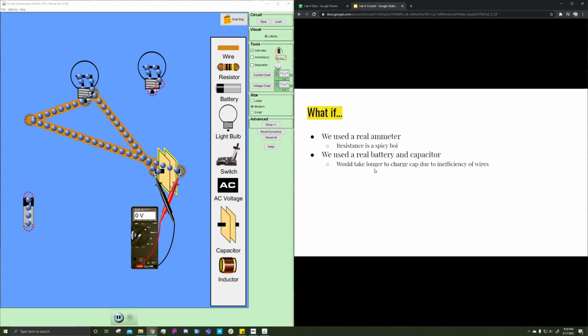And then again, what would happen if we used a real battery and capacitor? It would take longer to charge up that capacitor due to the inefficiency of the wires. Of course, they have some mild resistance. They would slow everything down.